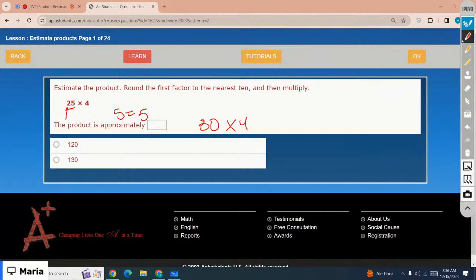No, you have to round off first and then estimate, right? So the correct option is 120. Read the question carefully and then solve. The correct option is 120.